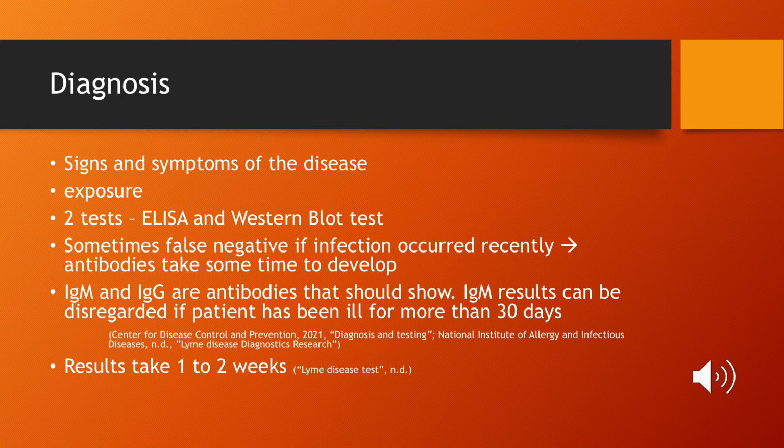some time to develop. The IgM and IgG are the antibodies that would show in case of the disease, and IgM results can actually be disregarded if the patient has been ill for more than 30 days. And normally results take 1 to 2 weeks to come back.